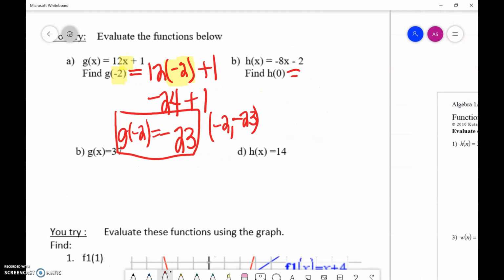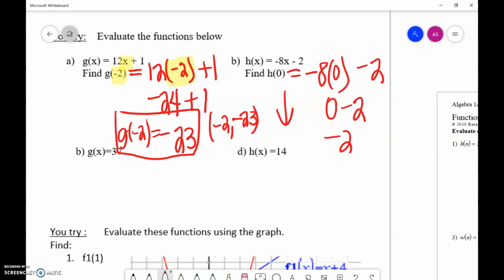They gave us h of 0. Again, I'm going to replace my x with 0, and I'm going to simplify it out. I'm going to have negative 8 times 0, which is 0, because 0 times anything is 0. Then I bring down negative 2. And 0 minus negative 2 is negative 2. So I bring down my notation. h of 0 equals negative 2. Again, in other words, when x is 0, y is negative 2.